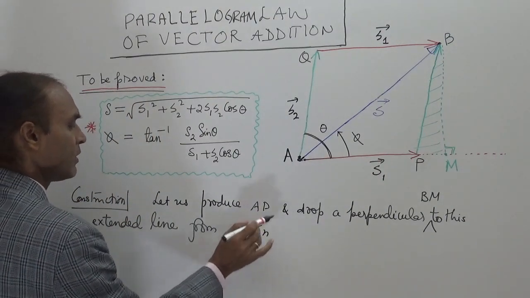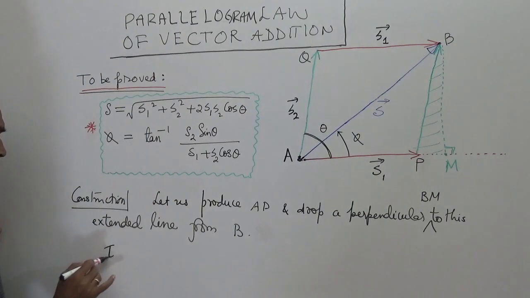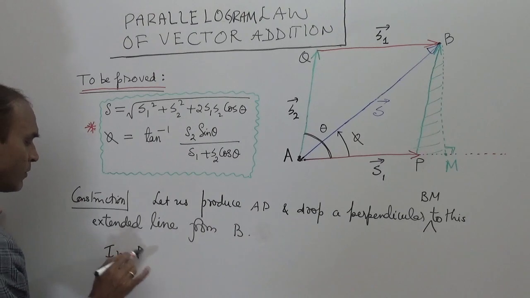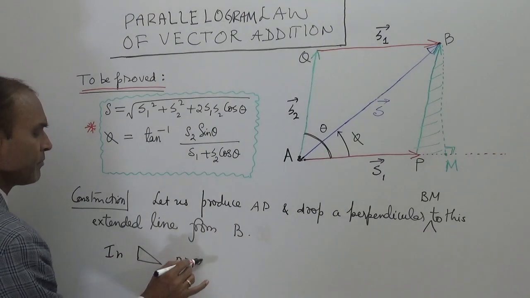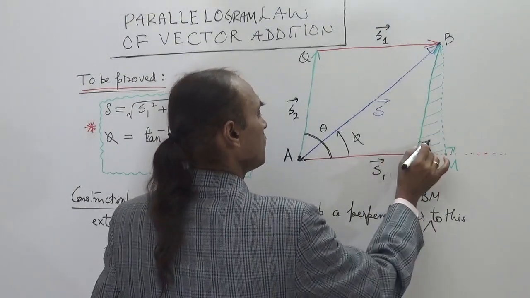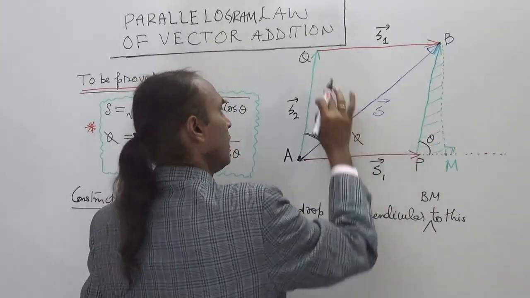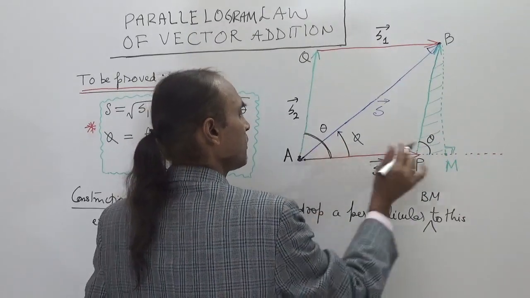In this right angle triangle PBM, this angle is equal to theta because these two sides are parallel. When these two sides are parallel, this angle will be exactly equal to this angle.